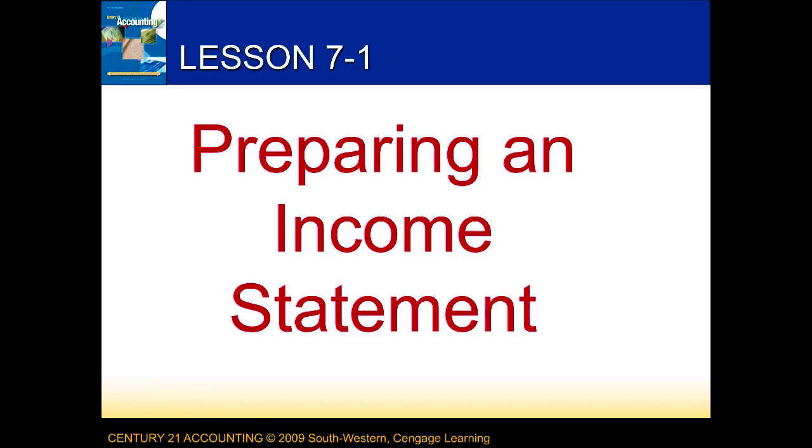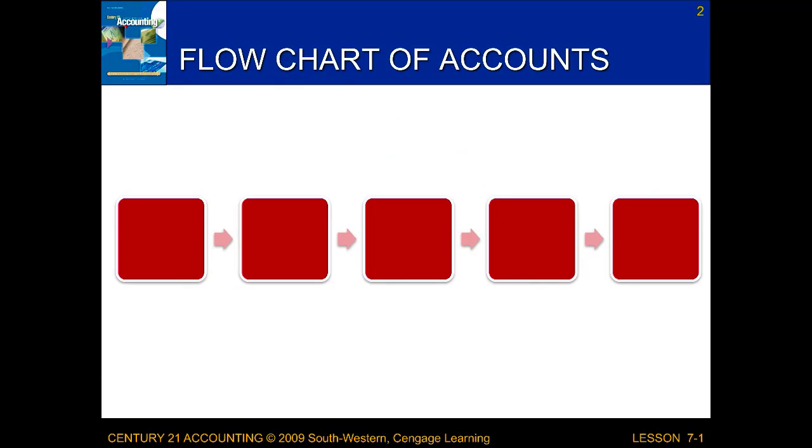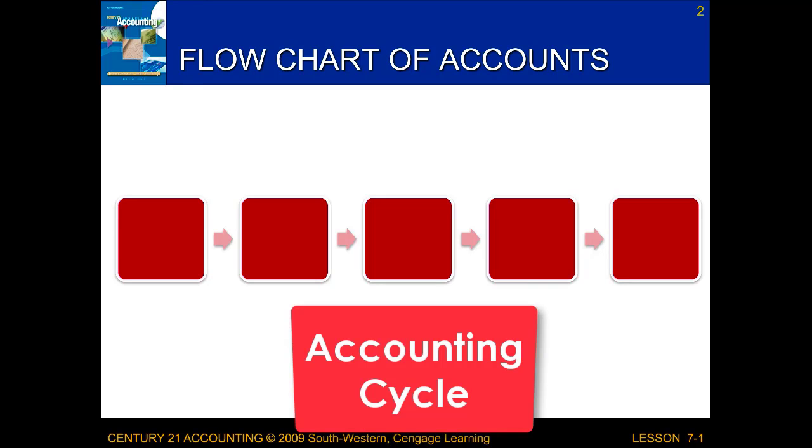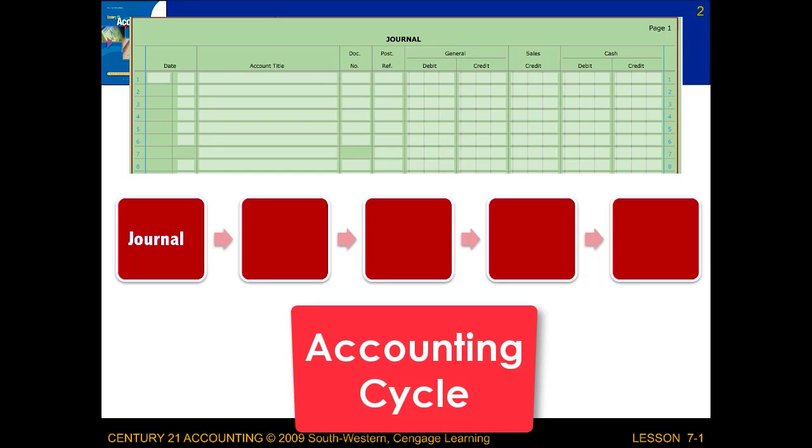Today we're going to be talking about lesson 7.1, which is all about preparing an income statement. The first thing we're going to go through is this flow chart of accounts again. So remember, this is taking a look at the entire accounting cycle and what we've done up to this point. The very first thing we learned how to do was to put our transaction entries into a journal, and we did that by separating each one into debit and credit.